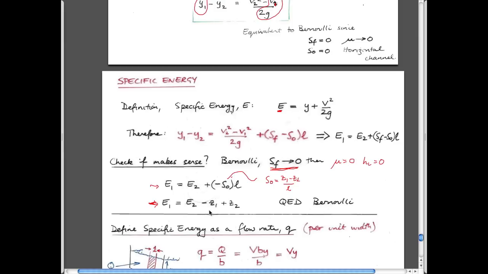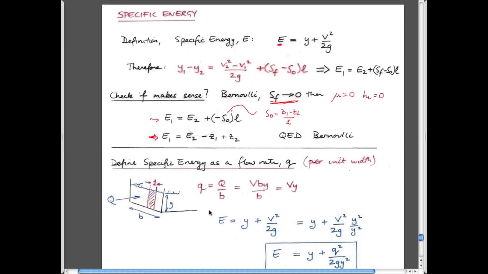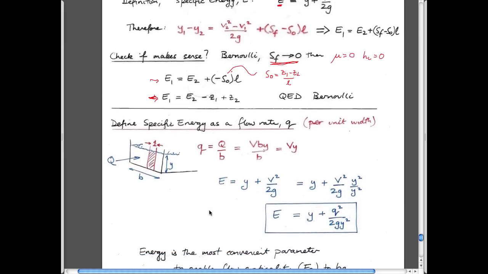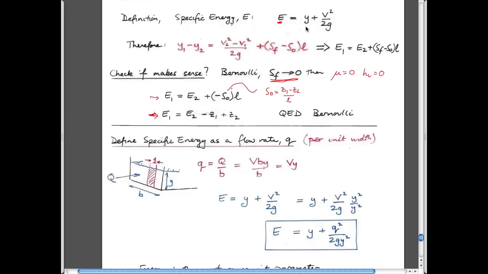So this is the energy equation where all we've done is written it in terms of this different parameter, and this parameter E, specific energy, involves two things. It involves the depth of flow and it involves the velocity. So why do we do that? The reason we want to do that is because we can really put it into a single term that is important to us.